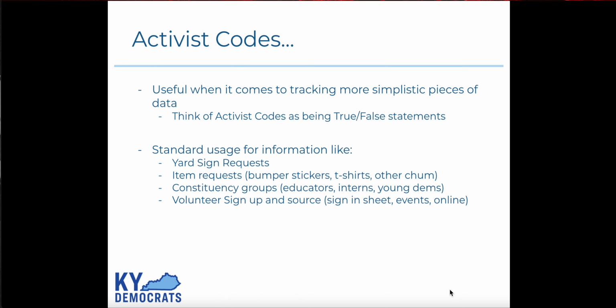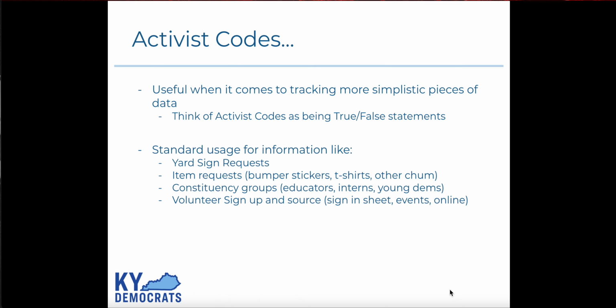So just going on to activist codes, how I want folks to think about this is it's best when it's tracking more simplistic pieces of data, like true-false statements. The reason these are standard uses for things like yard sign requests, item requests, constituency groups, and volunteer signups is that it's a good way to track, did this happen or did this not happen? So for yard sign request, do they want a yard sign or not? Same with item requests for bumper stickers, t-shirts, other chum. Do they want this or have they received this?